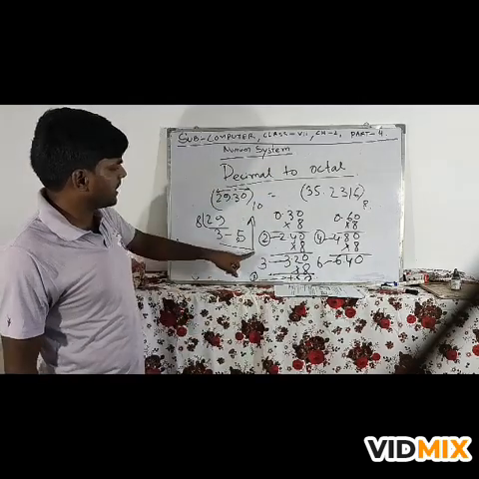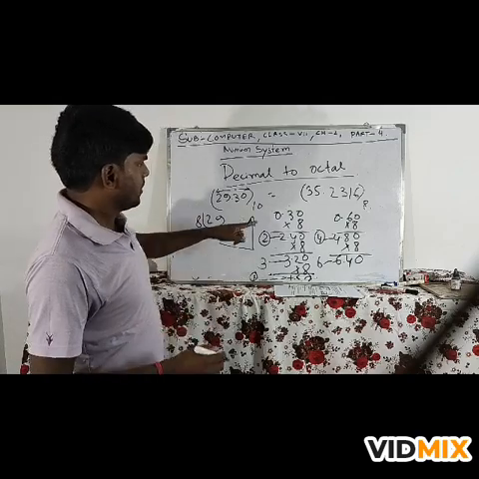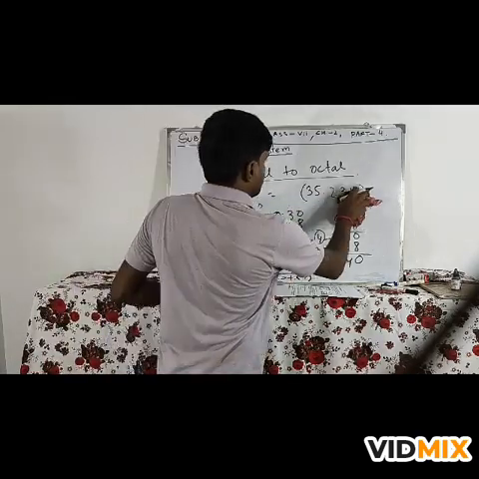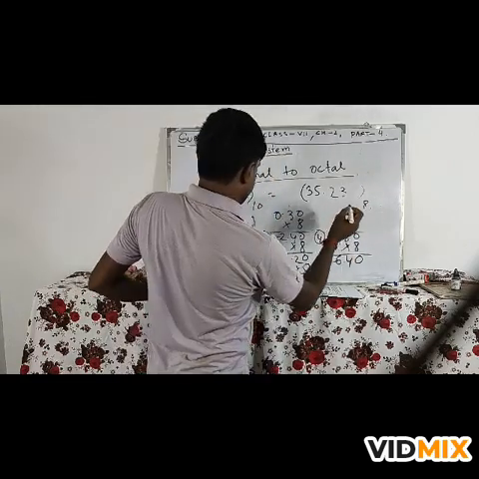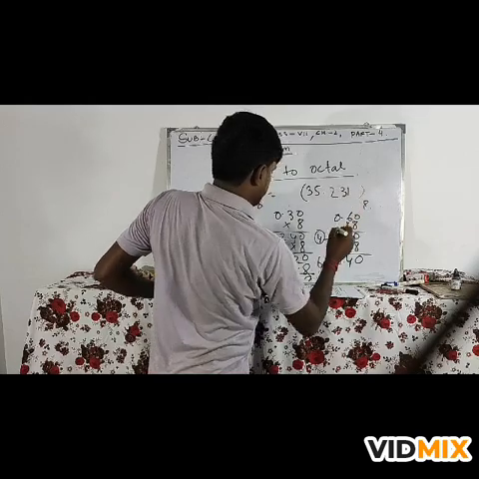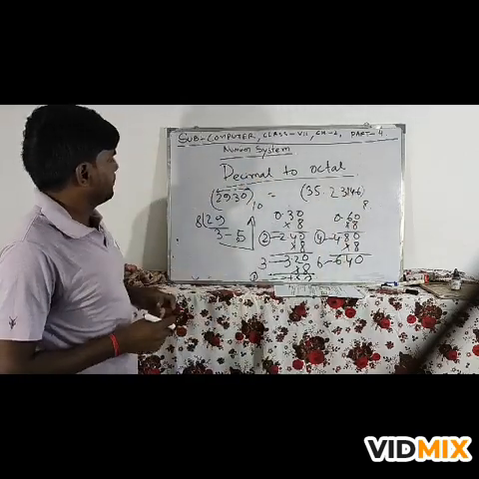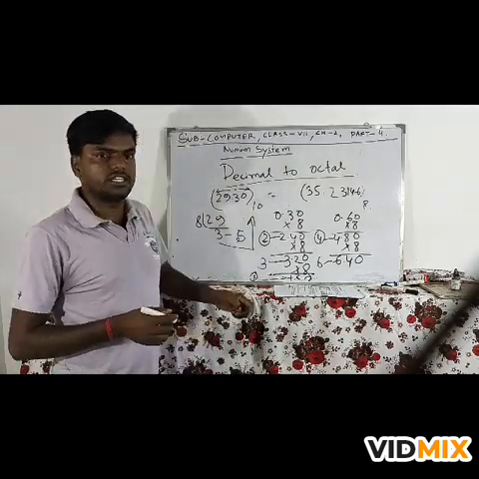So let me see that answer: 23146. Clear? So that is the mixed number, decimal to octal conversion. I hope all the students understand.